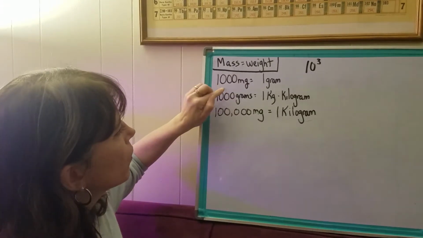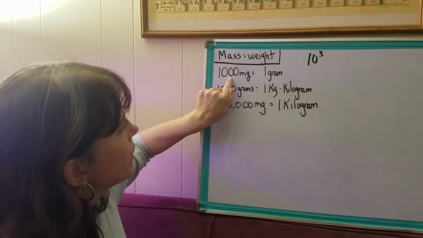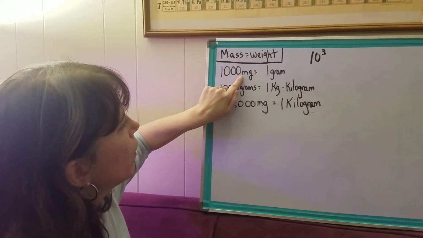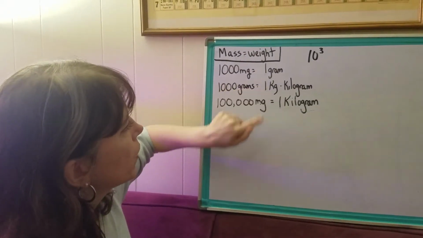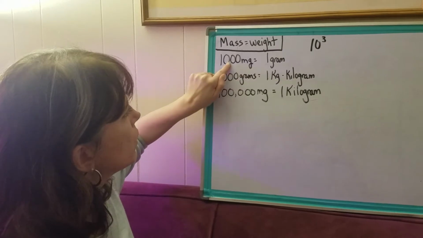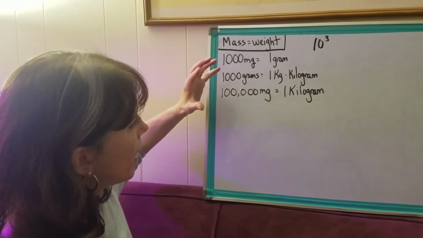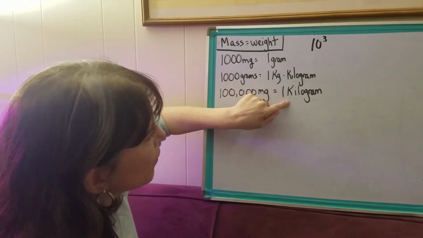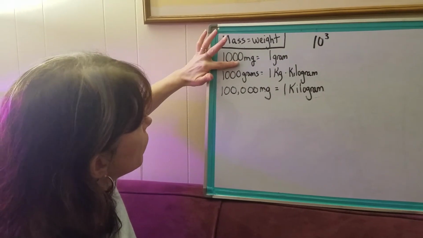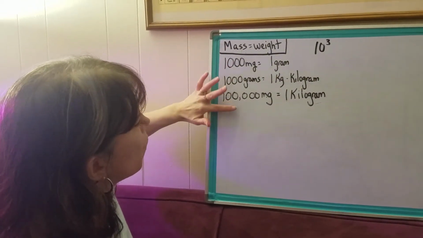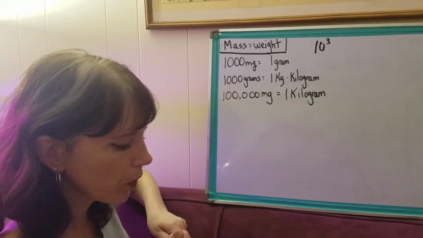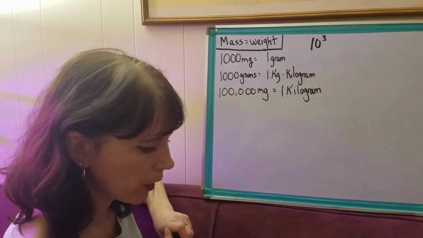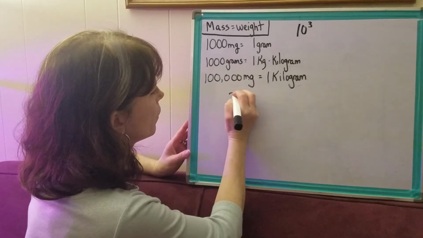So think about it. There are 1,000 or 10 to the third milligrams in 1 gram. There is 1,000 grams in 1 kilogram. So here you can see the unit is always based on 3 zeros. Now, to get from milligrams to kilograms, you're using the 3 zeros from the above numbers to get to 1,000,000 milligrams equaling 1 kilogram. Okay, so let's practice some of this on guided practice on number 3.